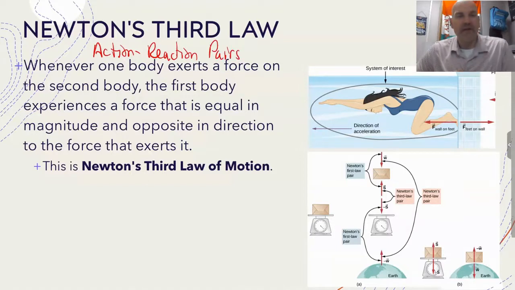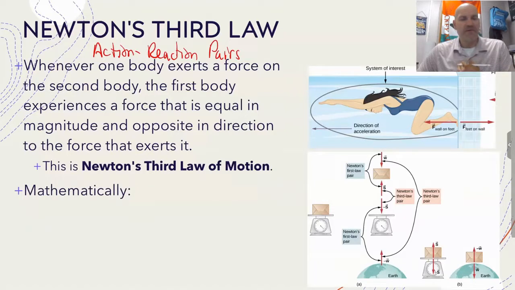And when we look at Newton's third law pairs, and you'll see it in a picture in a second, we just call them action-reaction pairs. So again, this is Newton's third law of motion. Now, mathematically, there's a little bit of a formula here, but it's not anything big. We're just saying that if we have two forces acting, the force exerted by object A on object B is going to be equal but opposite to what B exerts on A.